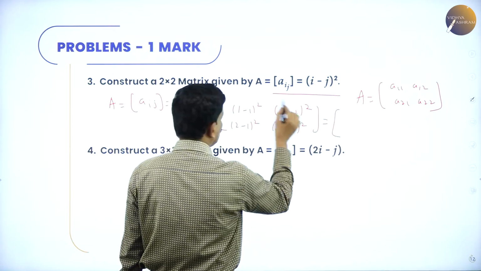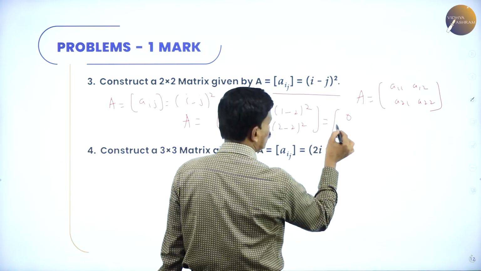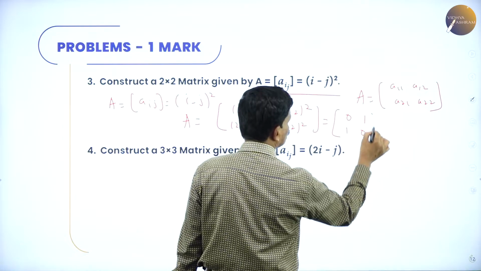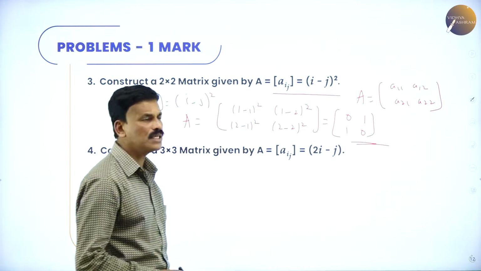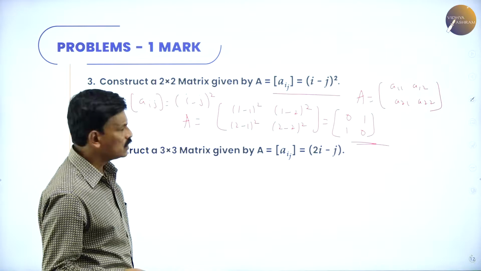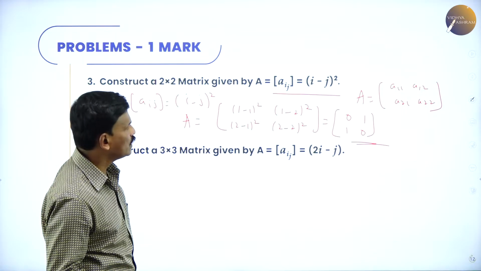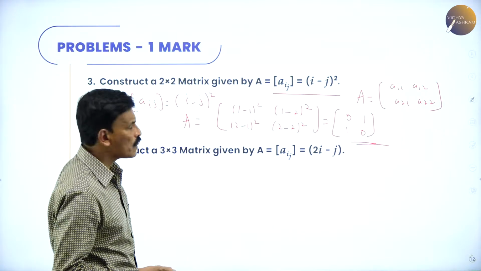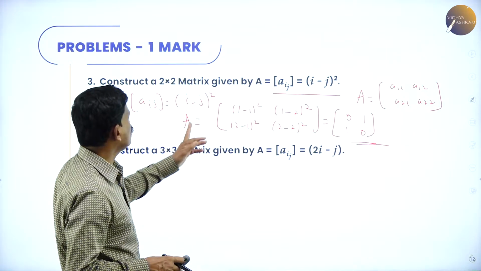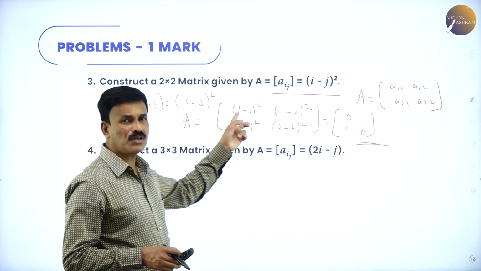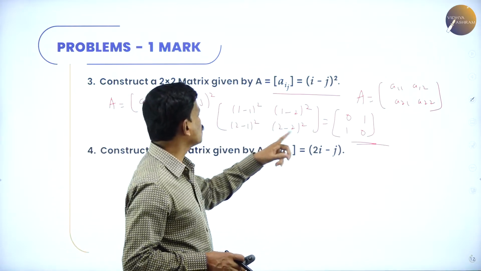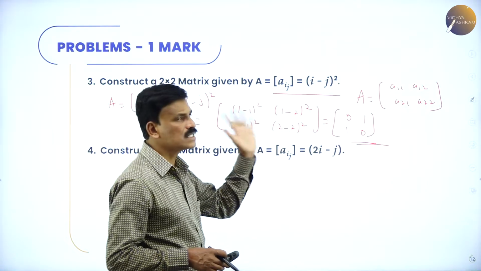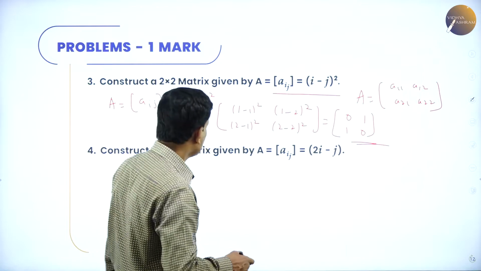That's it. So 1 minus 1 is 0, square is 0, 1 minus 2 is minus 1, square is plus 1, 2 minus 1 is 1, and this is 0. Not an identity matrix, you will get 0, 1 and 1, 0. So here A is equal to (1 minus 1) whole square, (1 minus 2) whole square, (2 minus 1) whole square, (2 minus 2) whole square, which is 0, 1, 1, 0. Right. Now come to the next problem.